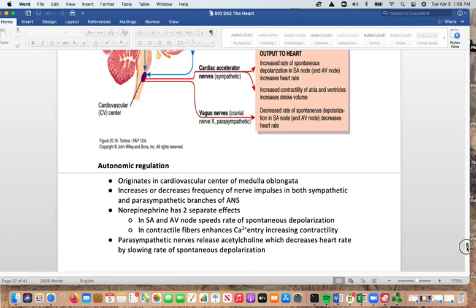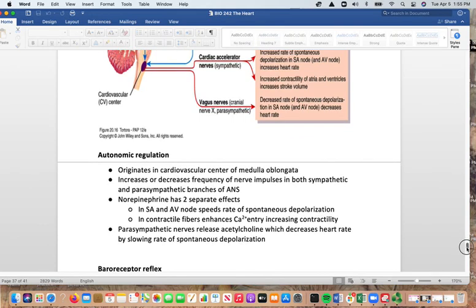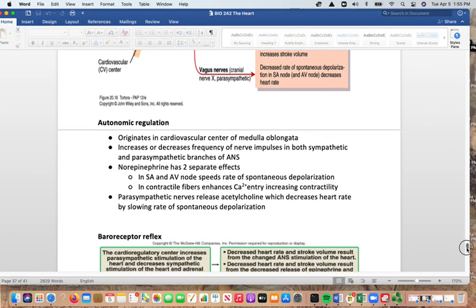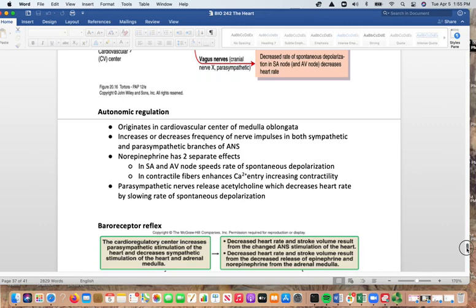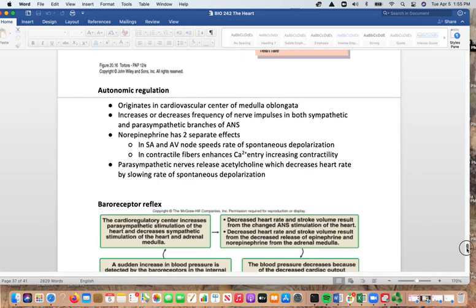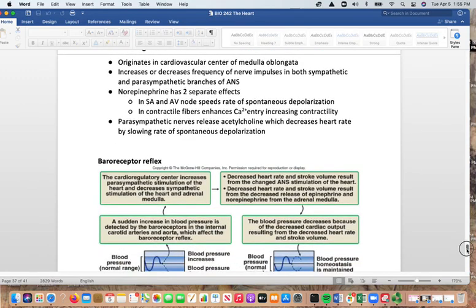So that autonomic regulation is in the cardiovascular center of the medulla oblongata. It's going to send a message out either through the sympathetic or parasympathetic. Norepinephrine is going to speed up the SA node and AV node, as well as enhancing the contractility. Parasympathetics will release acetylcholine, which decreases the heart rate and slows spontaneous depolarization.